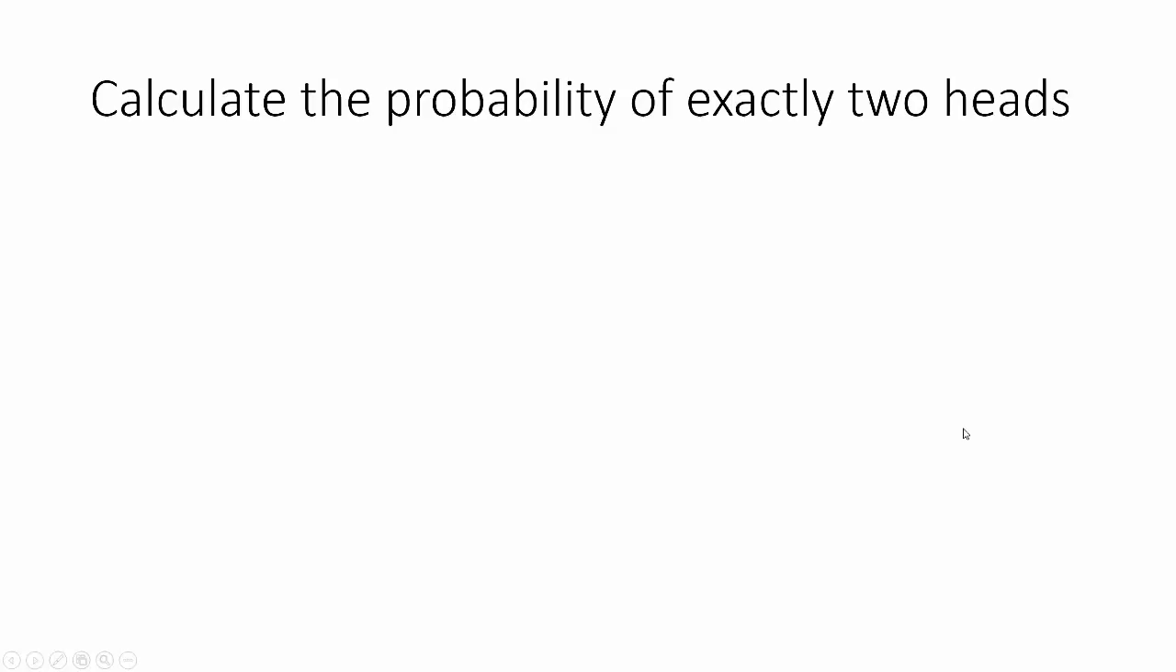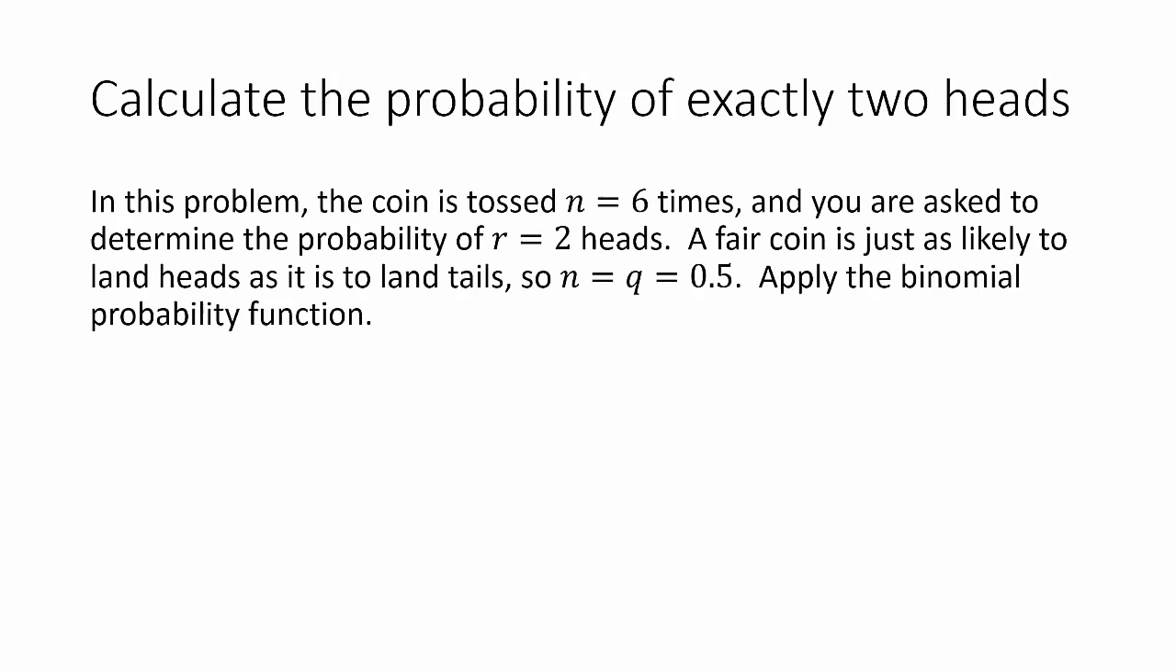So let's look at our first problem, and like with many things with probability, we'll start off with some pretty easy events. I'm going to be interested in calculating the probability of exactly 2 heads on coin flips. In this particular case, the coin will be tossed 6 times. You're asked to determine the probability of 2 heads. So our fixed number of trials is 6.